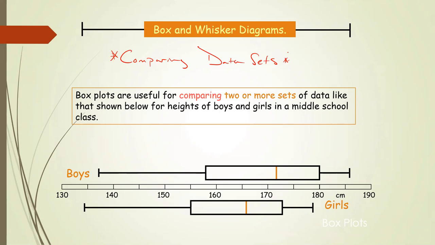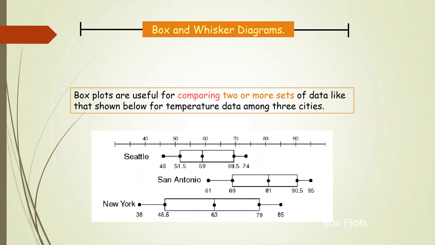So suppose I have this data set of heights of boys and girls in middle school, right? You can just look at the two data sets here and ask what you can conclude from this. Boys are generally taller in middle school, just by looking at the two box plots. You can even compare three data sets here, like Seattle, San Antonio, and New York, if you just want to look at weather patterns. Seattle's generally pretty mild, San Antonio's pretty hot, and New York's all over the place here, okay? And just by looking at the box plots, you can conclude that.